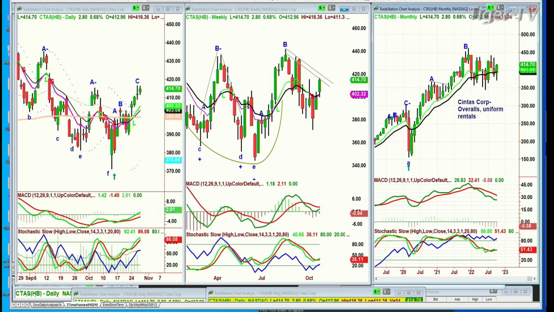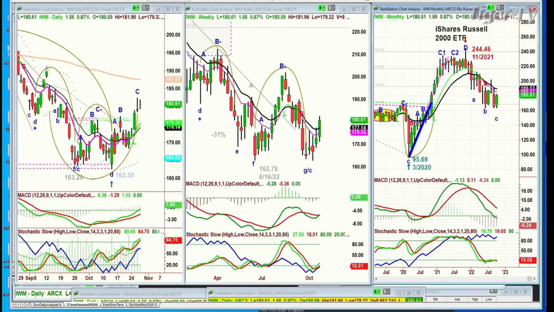Oh, IWM. If the small caps can actually garner strength, that's going to be important. They haven't yet. Yes, nice bounce. But these iShares Russell 2000, not yet. But they are improving.